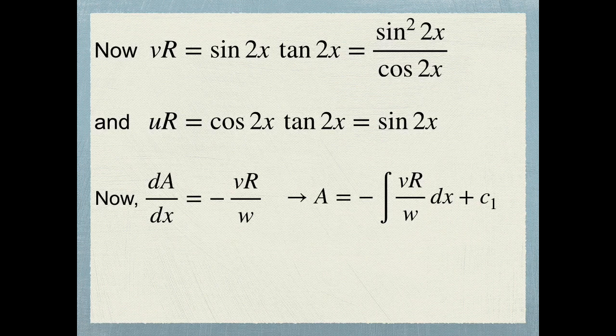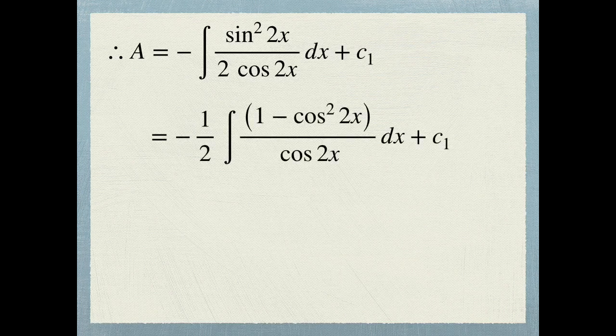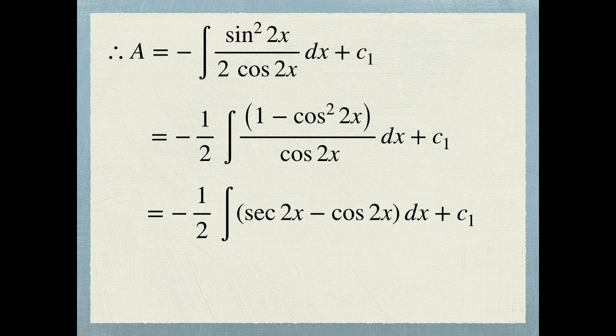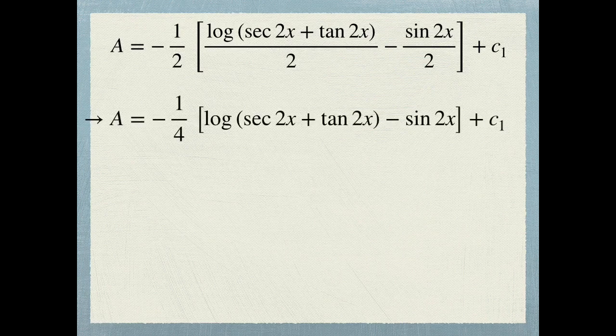Now, a is given by minus integration of vr by W. Of course, vr by W is already there, we will substitute that. We will get sin square 2x by 2 cos 2x. Sin square 2x is split as 1 minus cos square 2x. And of course, splitting term-wise, I am getting secant 2x minus cos 2x. Integration of that is log of secant 2x plus tan 2x minus sin 2x plus c1. The integration constant should never be forgotten.